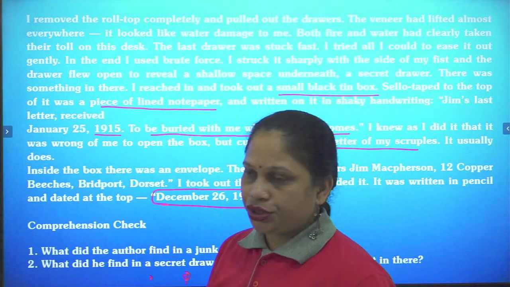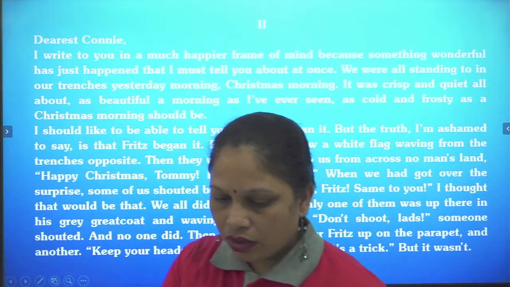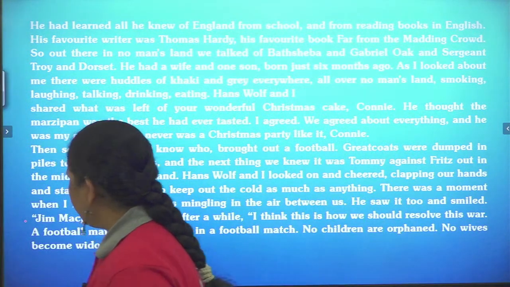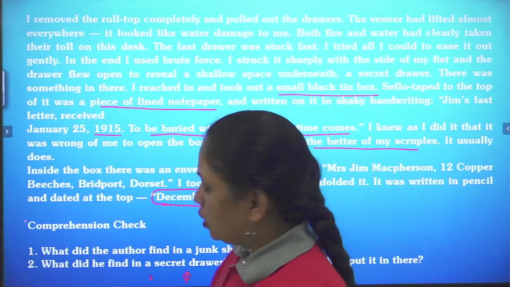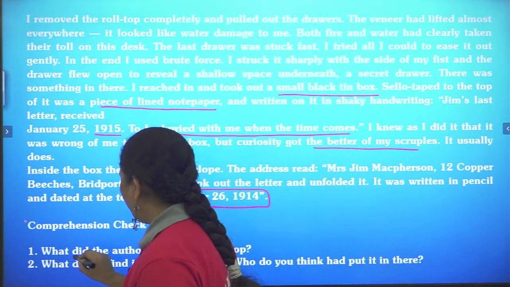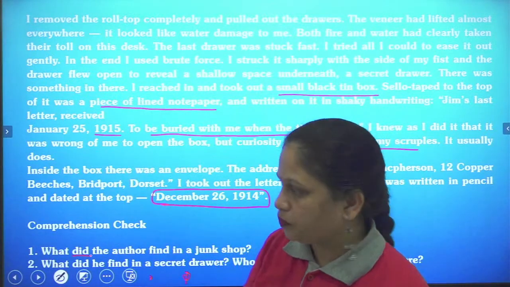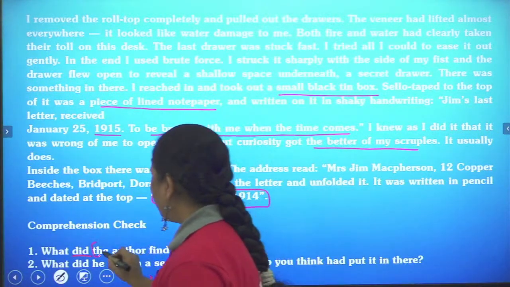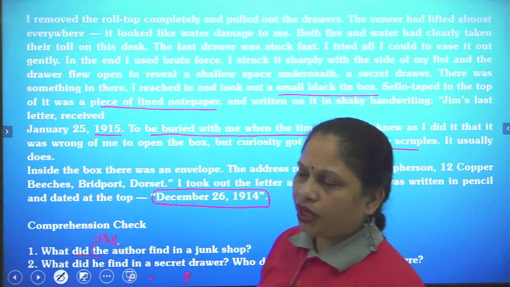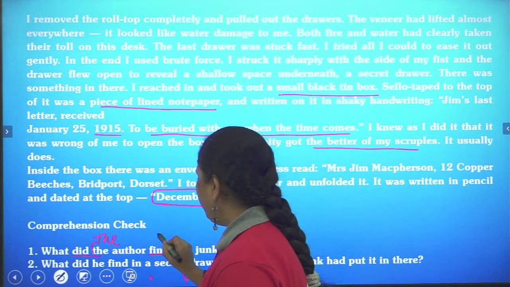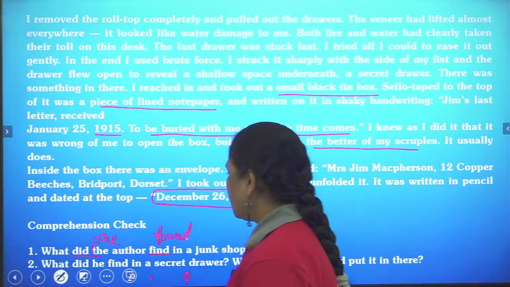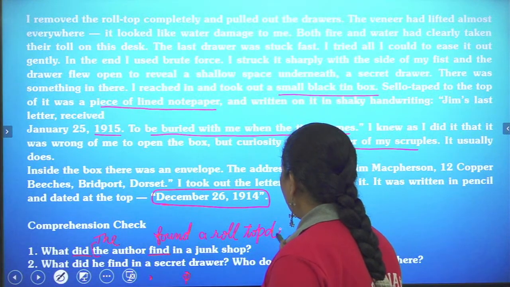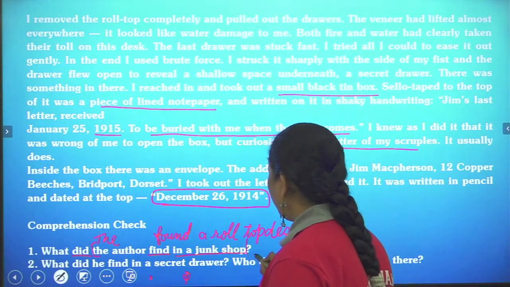So let's try to answer this question. Here the question is, what did the author find in a junk shop? You have a supporting verb here, did. That means you need to answer the question in past tense. You can start your answer from the words of the question. The author finds. Here the T will be capital. As we are writing the answer in past tense, find will become found. The author found a roll top desk in a junk shop, and after that you have to give a full stop.